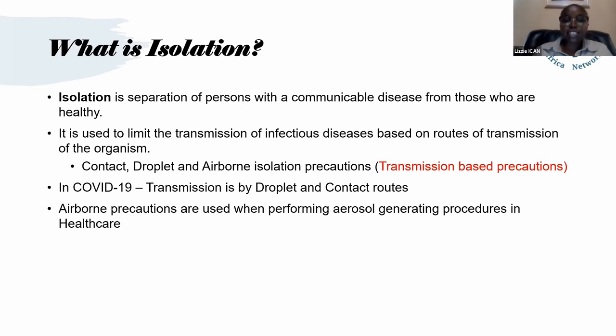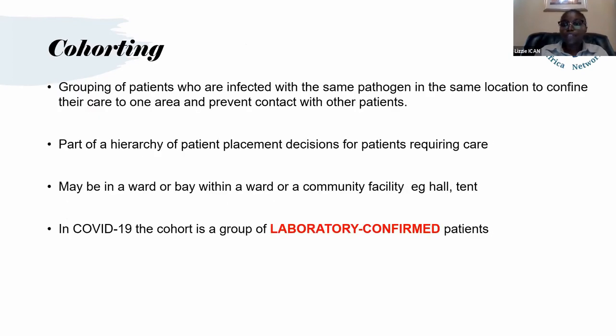And in COVID-19, we are using the droplet and contact precautions, and we apply the airborne precautions when performing the aerosol generating procedures in the healthcare setting. Then if you do not have single isolation units, you can practice cohorting, which is a grouping of the patients who are infected with the same pathogen in the same location, so that you confine their care to one area and you prevent contact with the other patients.